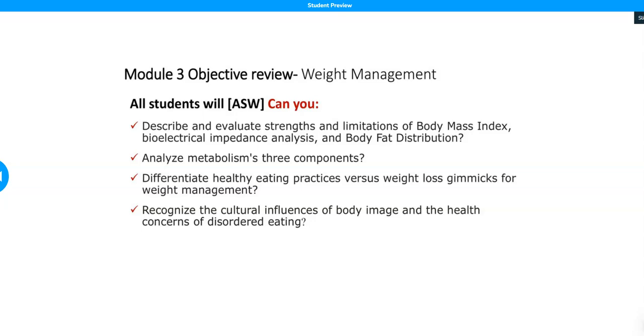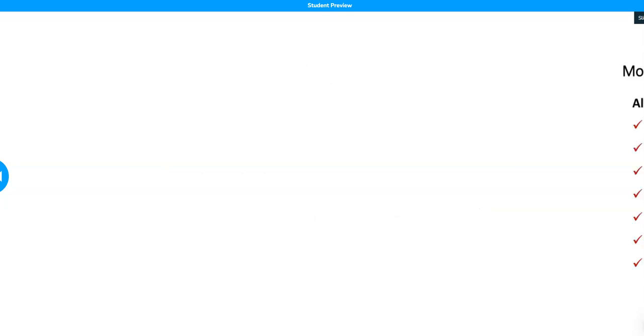So last time in the previous content area, weight management, we looked at the different ways of evaluating body composition. We use bioelectrical impedance because it's easy and relatively inexpensive. BMI is a poor indicator of that, and it is not body composition. We looked at the 3 components of metabolism. Hopefully you can remember those and do your BMR homework. Some of the healthy eating practices that we talked about, and then how does body image influence your overall wellness?